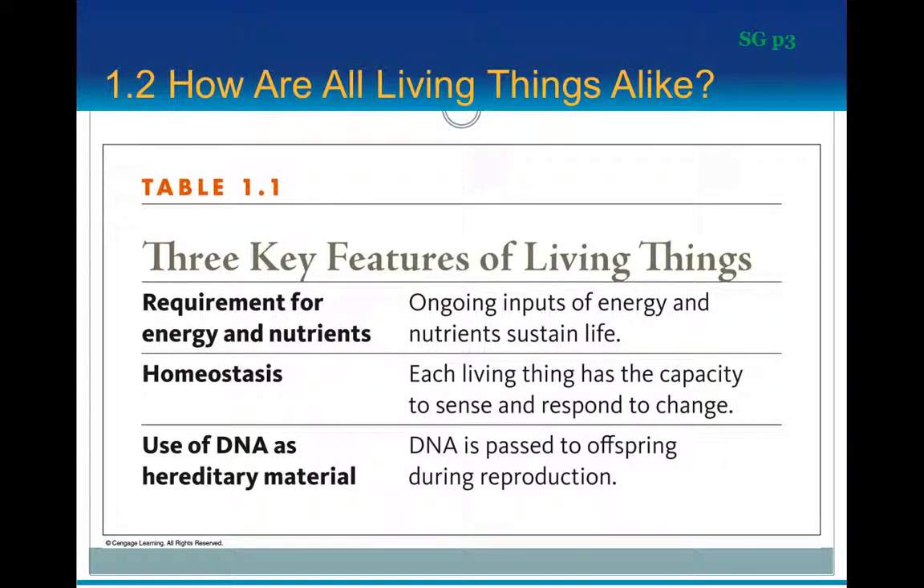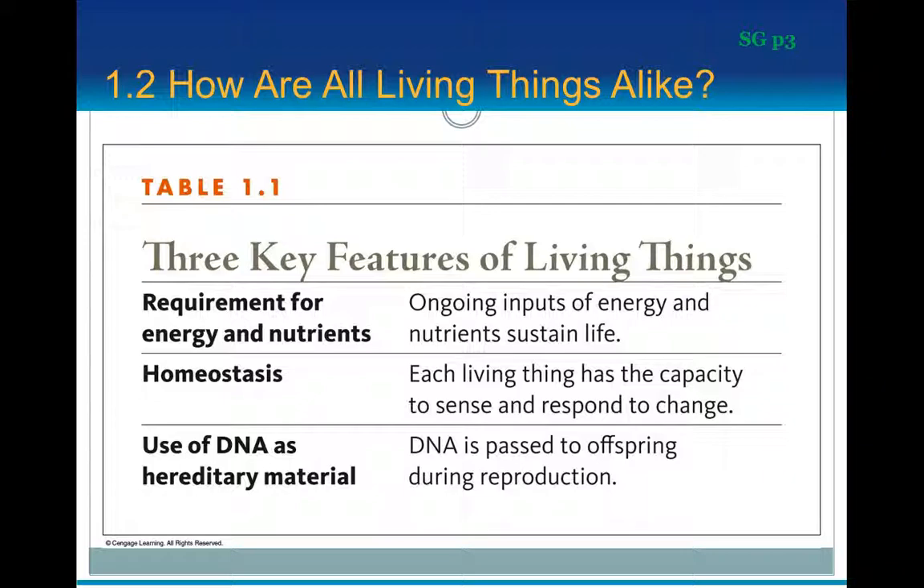What we do know is that there's 3 key features that all living things share, regardless if they're microscopic, regardless if they lived 100 million years ago or 3 billion years ago. They share these 3 things. And one is, if you're a living organism, you need energy, which means you need nutrients so that you can get the energy from your nutrients. So you got to have a source of energy.